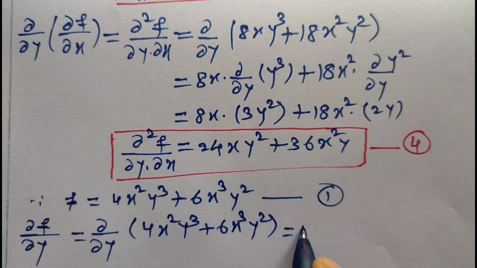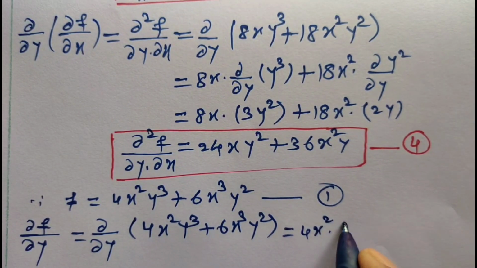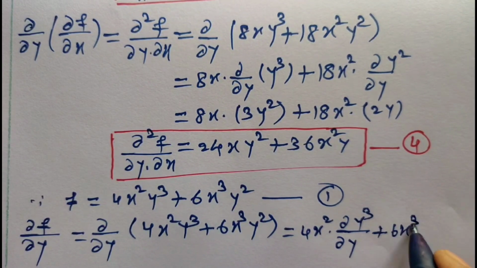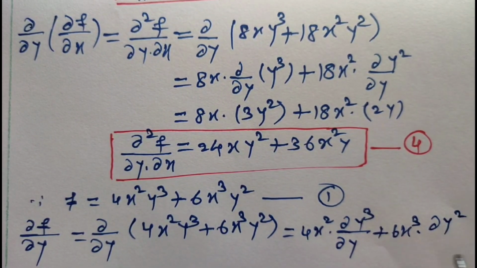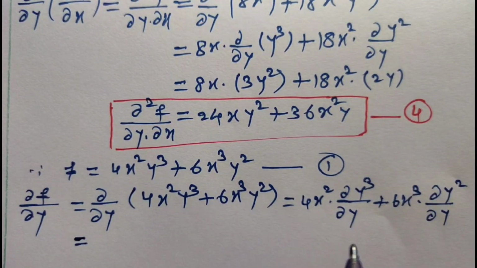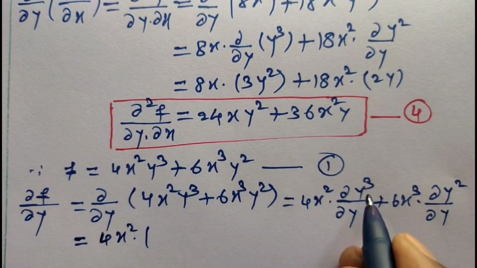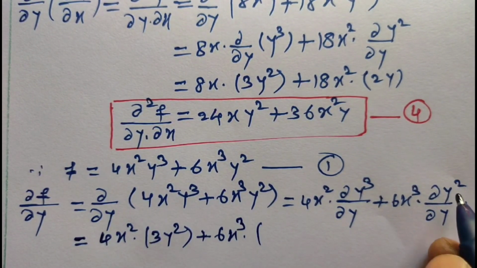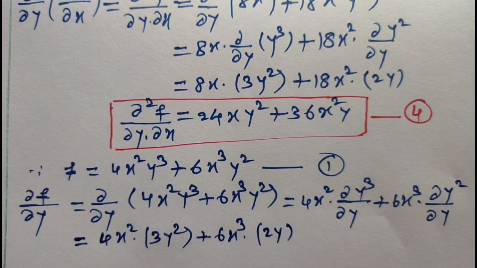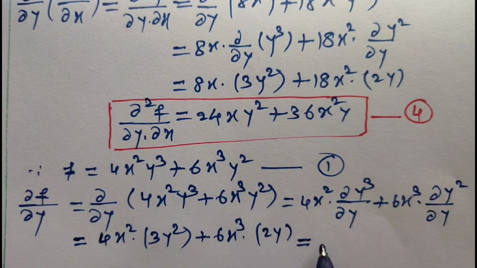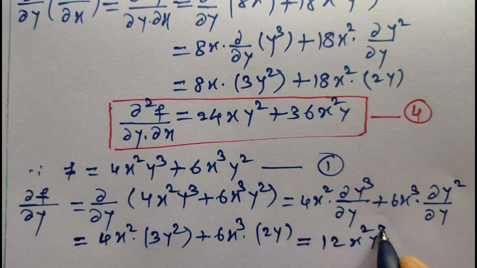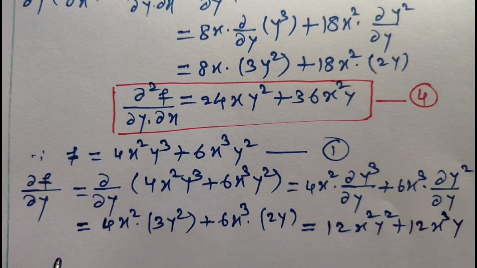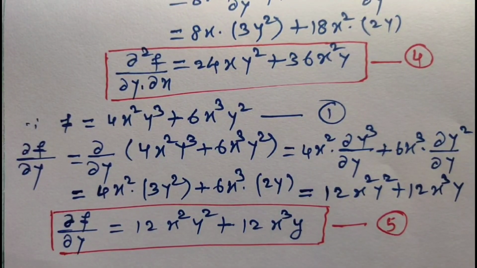So this is equal to 4x square into partial derivative of y cube with respect to y plus 6x cube into partial derivative of y square with respect to y. Now this can be written as 4x square, derivative of y cube with respect to y, that is 3y square, plus 6x cube, derivative of y square with respect to y is 2y. Simplify this. This is equal to 4 into 3, 12 times x square y square plus 6 into 2, 12 times x cube y. This is partial derivative of f with respect to y. Consider this as result number 5.